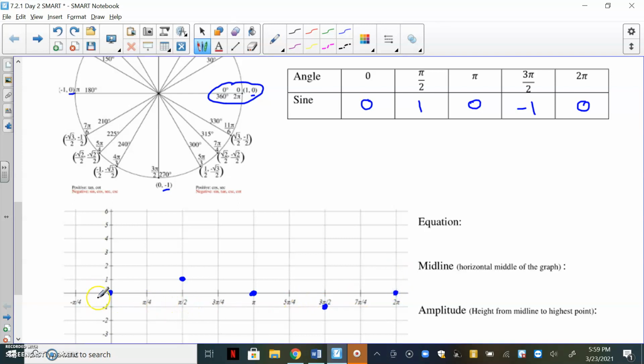So we can go ahead and draw in our curve. This is not going to be the prettiest, but that's all right. This does technically go on forever and ever, so we can go ahead and put some arrows on the ends there. This is the parent function of sine. We are pretty familiar with it.